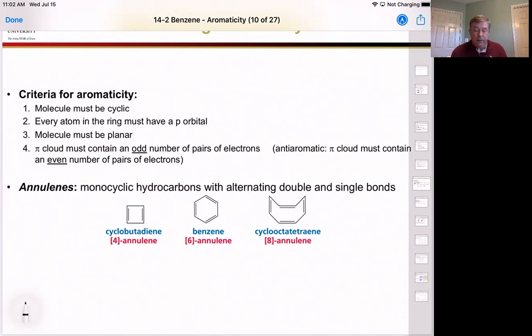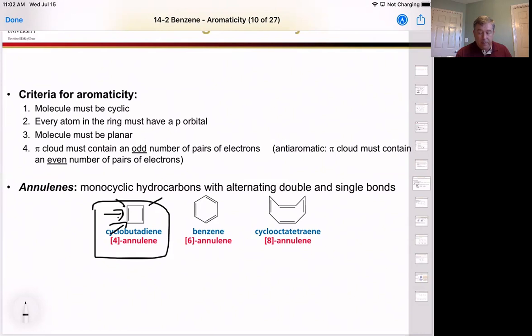If we look at this first one right here, we have cyclobutadiene. It is cyclic, so we meet that rule. Every atom has a p orbital. How do we know every atom has a p orbital? Well, we have a pi bond here, and a pi bond is made up of a p orbital on this atom and a p orbital on that atom, because the carbons are sp2 hybridized, meaning that two of the p's are in our hybridization, leaving one p available for that pi bond.